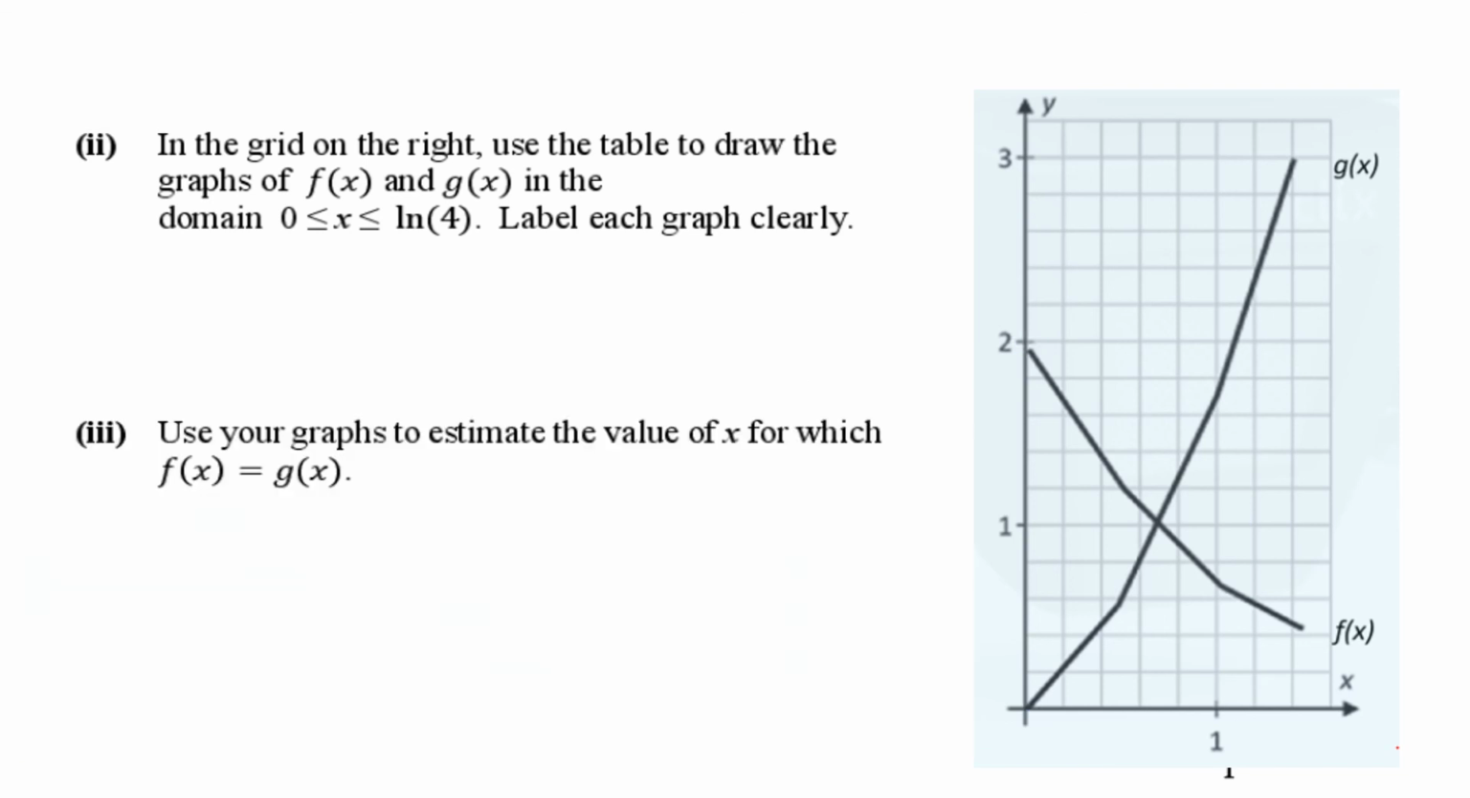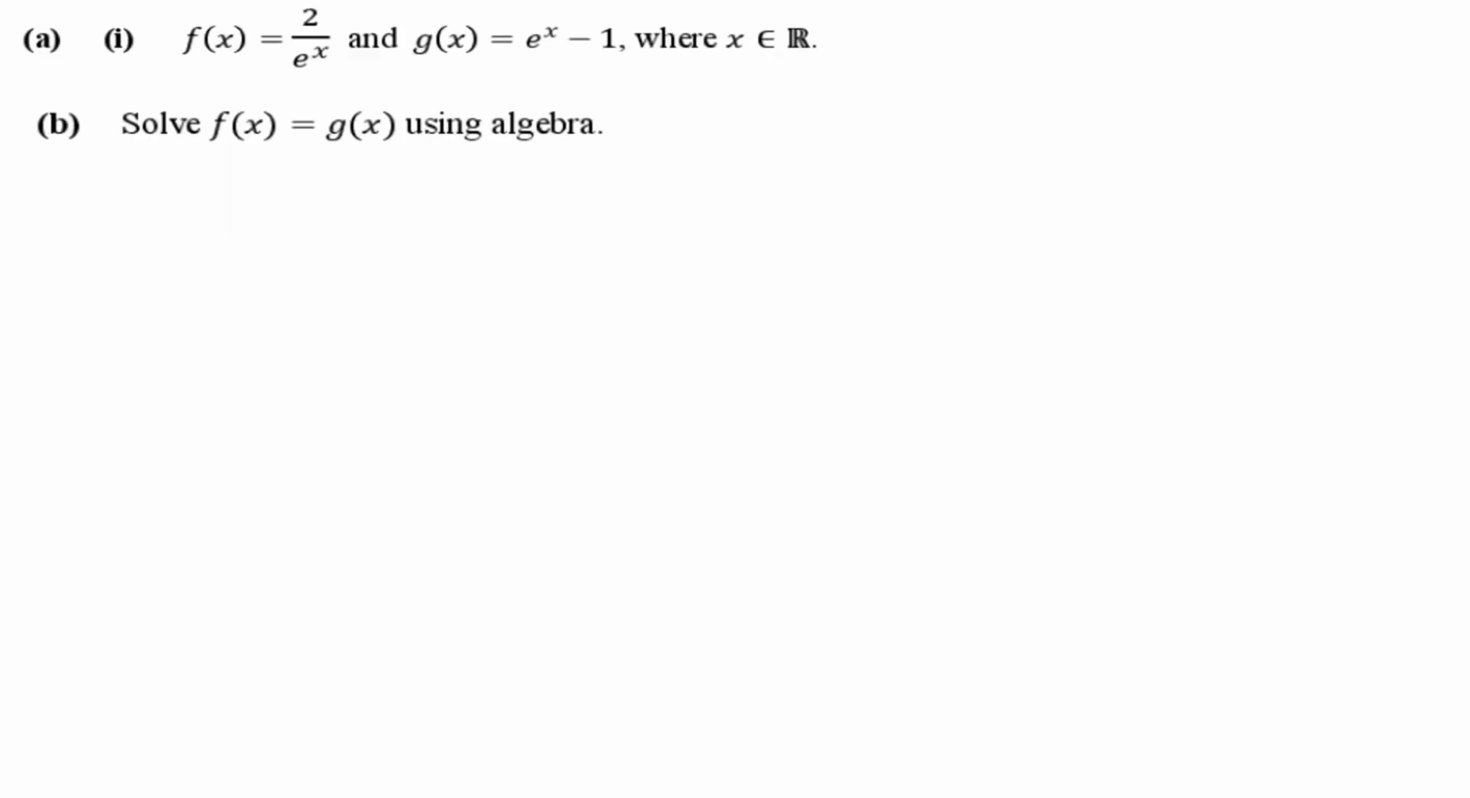Part 2 then says use your graphs to estimate the values of x for which f of x equals g of x. So we're basically trying to find the point of intersection from the graph. So here I can see that it's there. Looking at what that actually means in terms of my number line on the x-axis, I have 0.2, 0.4, 0.6, 0.8. So it's somewhere between 0.6 and 0.8. So I'm going to say about 0.7. So it's about 0.7.